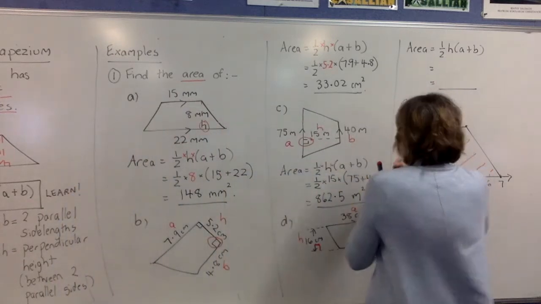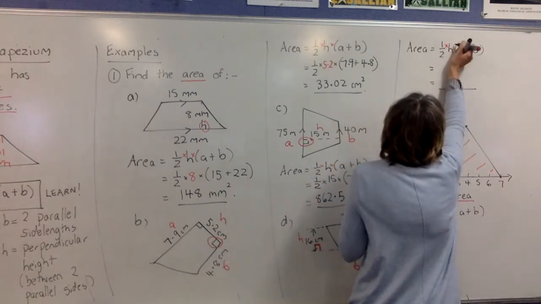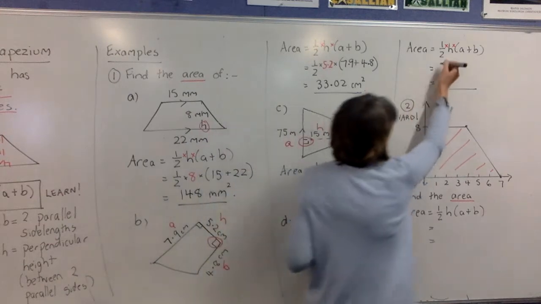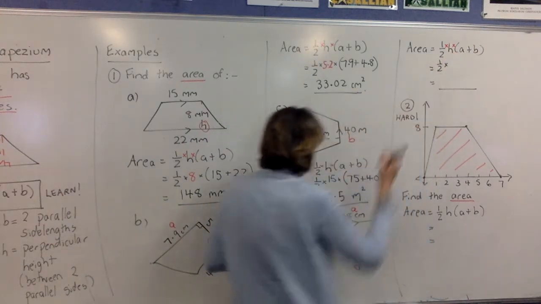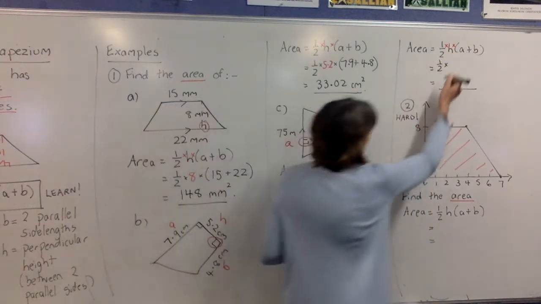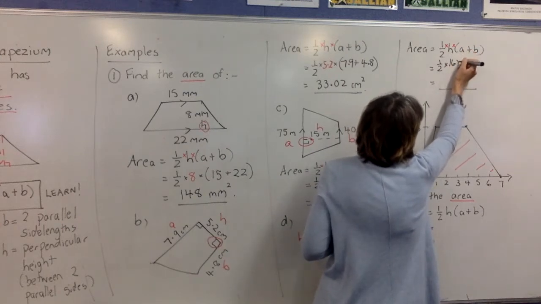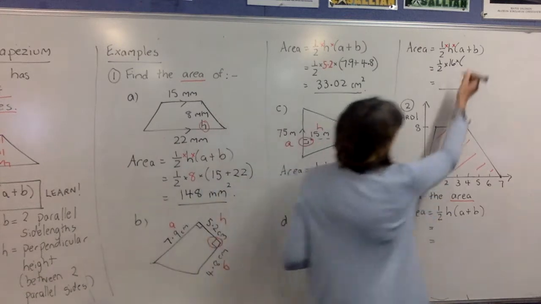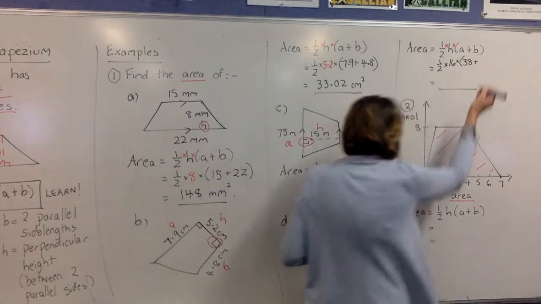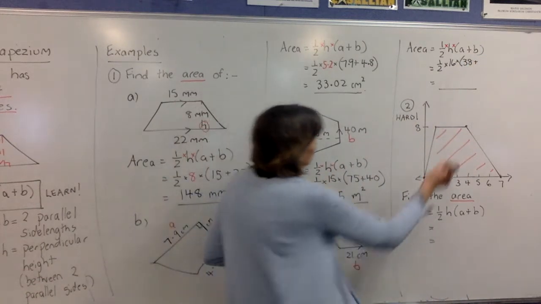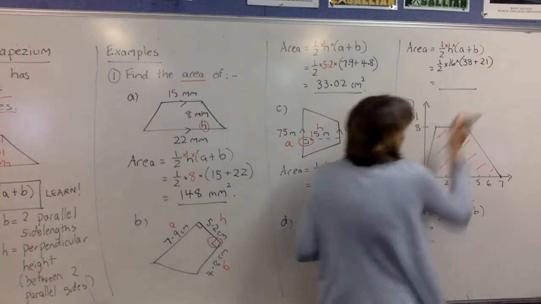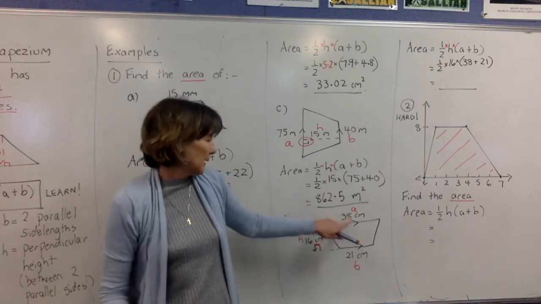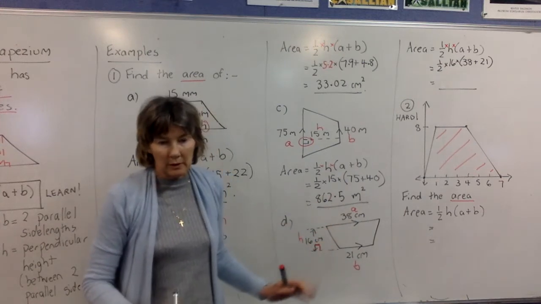So we have times signs. Don't forget to put those in. Then we've got a half times. H is 16 times, open bracket. A is 38 plus B is 21. It doesn't matter which way around those parallel sides go in. You could call that A and that B. It doesn't matter for those parallel sides.